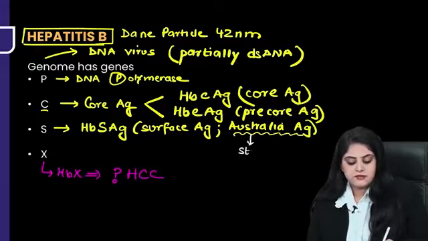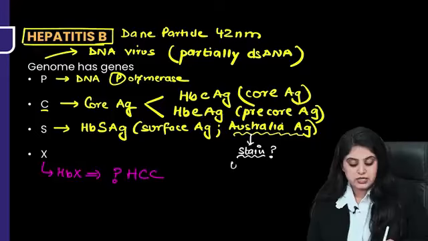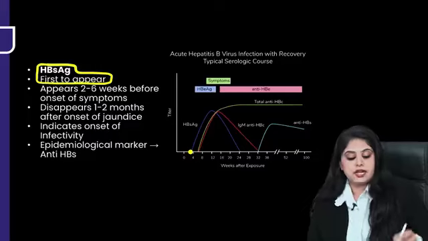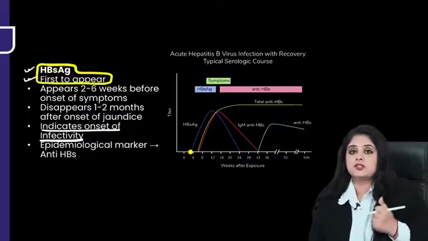Let me ask you a question from pathology. Is there any stain for the Australia antigen that they ask you in the liver section of pathology? Yes, there is a stain called the Orcein-Shikata stain. Again, something which is important for NEET and INI, not for FMG. Orcein-Shikata stain is for Australia antigen. So the first to appear, can I say this is going to tell me the onset of infectivity, that yes, the infection has started.